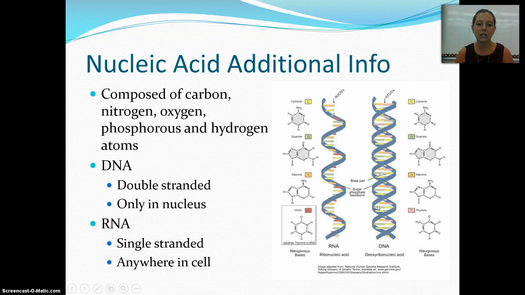Okay, so some additional information for nucleic acids. They're composed of carbon, nitrogen, oxygen, phosphorus, and hydrogen. And like I said, DNA is double-stranded, which means it's bigger. And because it's bigger, it's stuck inside the nucleus. It cannot travel outside the nucleus. So DNA is only found in the nucleus. RNA, because it's single-stranded, is actually physically smaller and can fit through the pores or the holes in the nuclear membrane. So it can actually travel anywhere in the cell, in and out of the nucleus, which is good for when it's being used to make proteins.